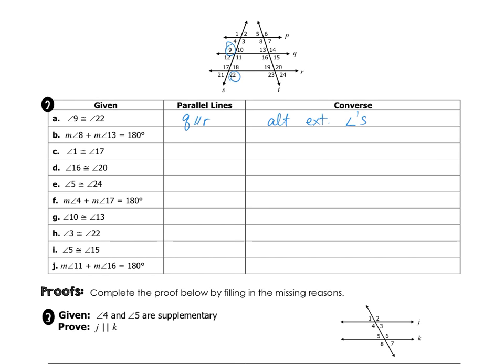And then if I look at 8 and 13, they are same side interior or consecutive interior angles of P and Q. So it's the same thing. You need to find out their relationship. 1 and 17. Well, this is a little far away, so let me see if I can erase everything.